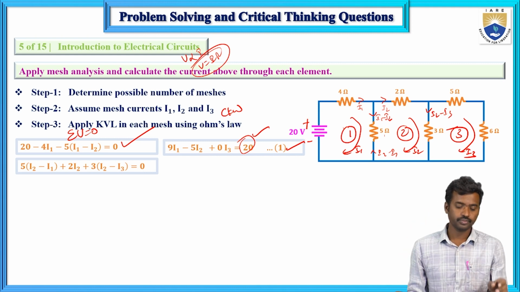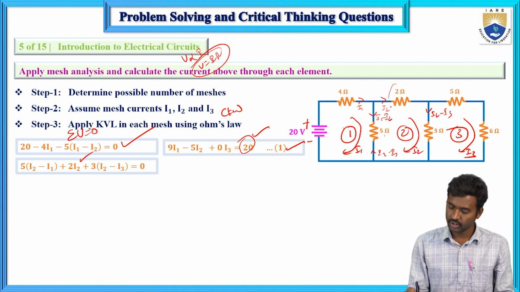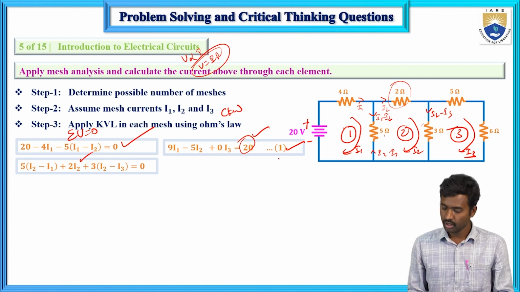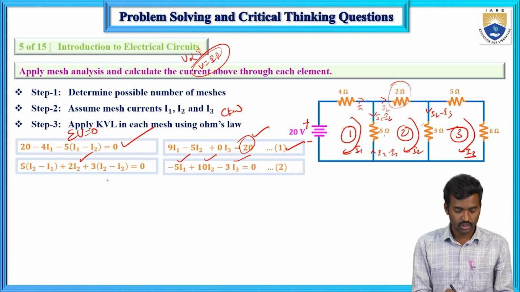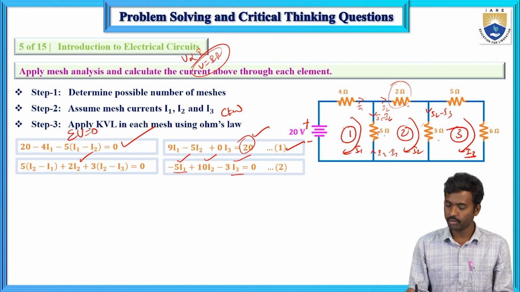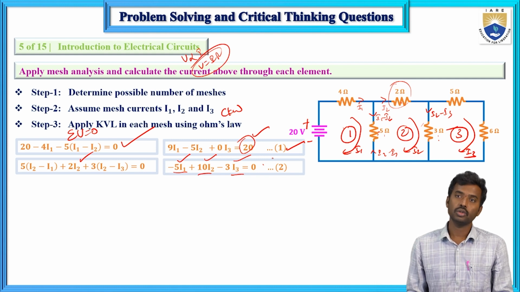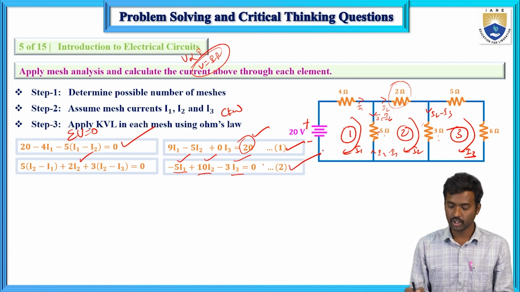Now here, 5 into I2 minus I1, 2 into I2, and this voltage is 3 into I2 minus I3. So minus 5 I1 plus 10 I2 and minus 3 I3. The summation of 5 plus 2 plus 3 is 10. There is no voltage source in this mesh, so the right side value is 0. That is equation number 2.